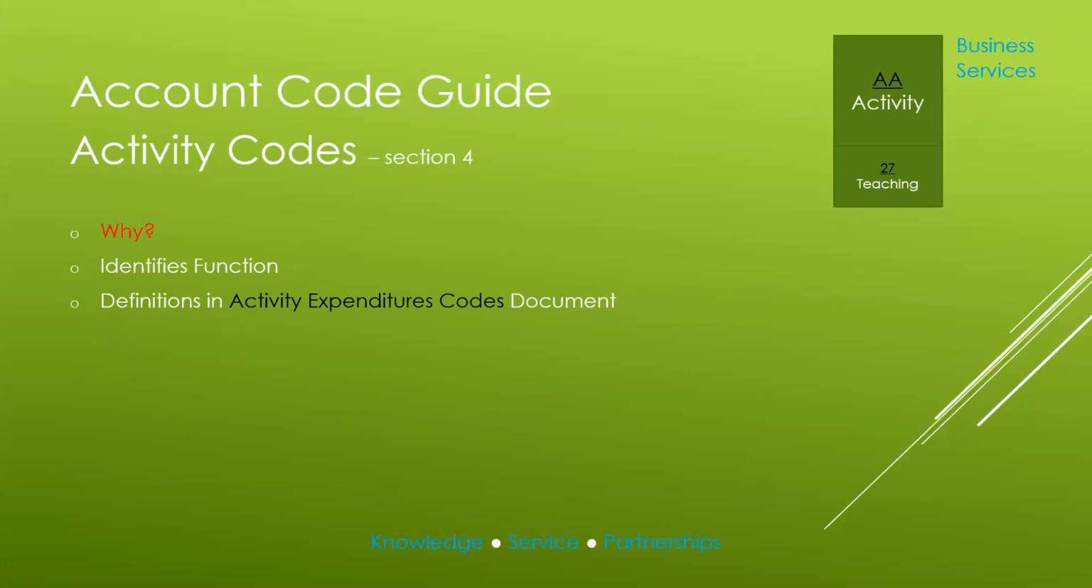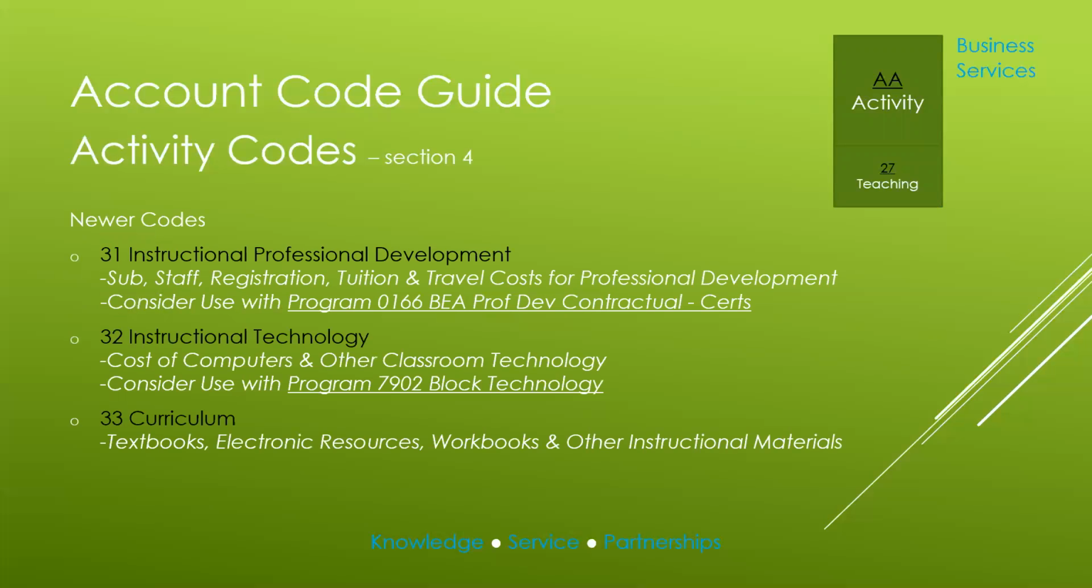We have an activity codes document that helps you decide what activity code to use. You can read the definitions and decide. Now, Activity 27 teaching has certainly been abused, and there's probably some better activity codes out there. If you're ever confused, just call for help. I want to cover some of the newer activity codes and make sure that we're using these when we can.